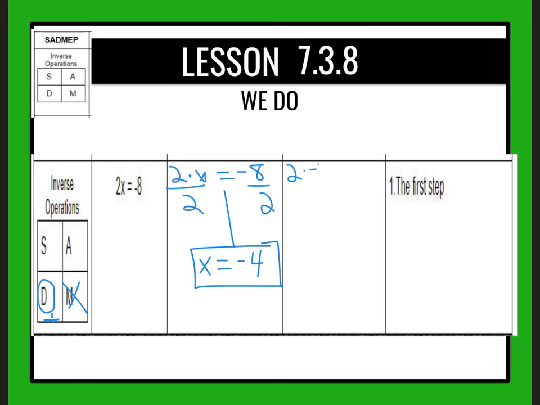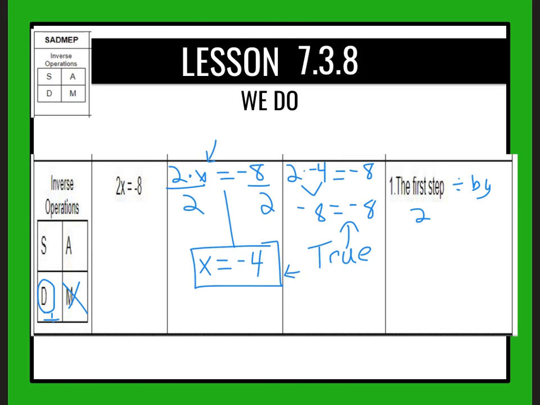2 times negative 4, if I check my solution, should equal negative 8. And negative 8 is the product of 2 times negative 4. So therefore, the negative 4 makes the solution true. The solution makes the equation true, and that's my answer. So the first step was to divide by 2.